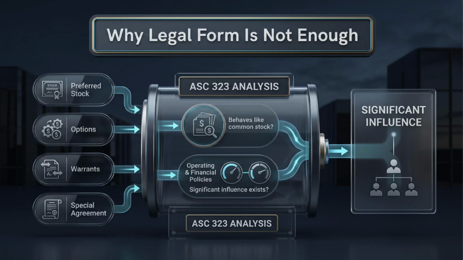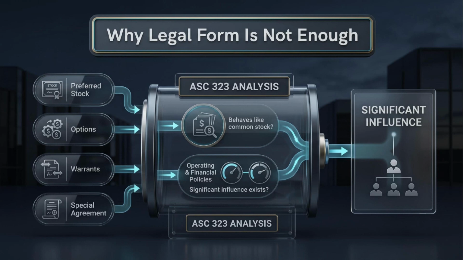In video 1, we built the boundary map, passive investment, significant influence, and control. Now we move one level deeper. In this video, the main question is simple but powerful. What if the investor does not hold ordinary voting common stock? Maybe it holds preferred stock, options, warrants, or a special agreement.